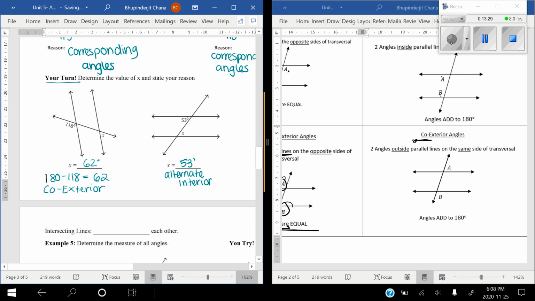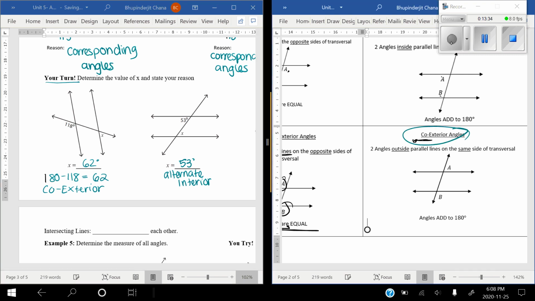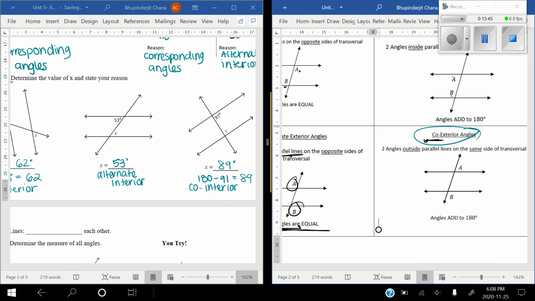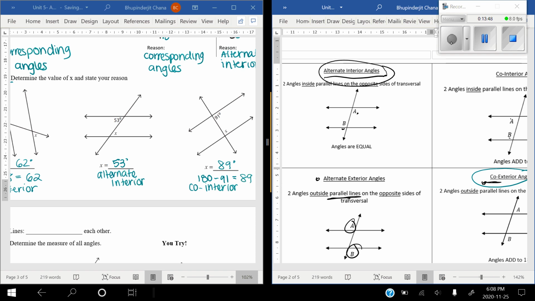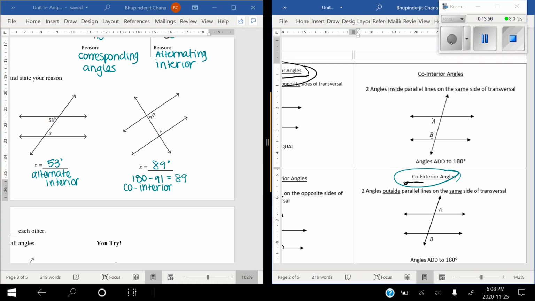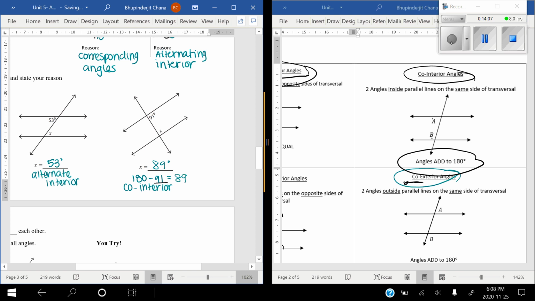All right, here are our answers. For the first one, these are co-interior angles. I would take my given angle and subtract it from 180, which gives me 62 degrees. My reason, co-interior. The next one, we have alternate interior angles, which is this one here, and these would be equal. The last one here, I have co-interior angles. To find my missing angle, I would take 180 minus 91, which would give me 89.